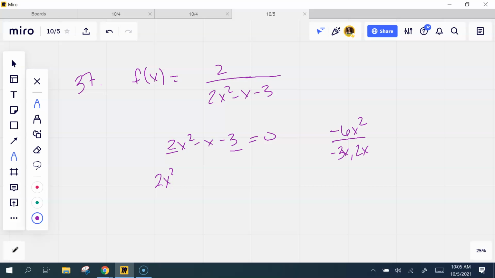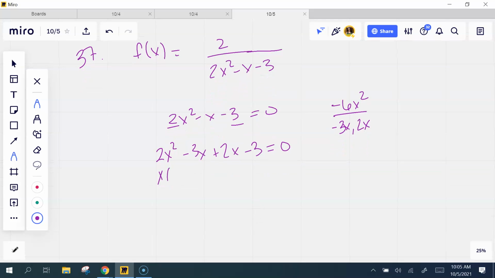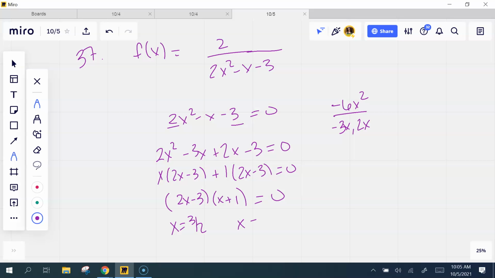So I got 2x squared minus 3x. I always do my negative term first to make factoring a little easier. So then I take out an x here, and I take out a 1 here. So I have 2x minus 3 times x plus 1, and if I solve that, I get 3 halves and negative 1. So my first question is, are these asymptotes or are they holes, and how do I know?